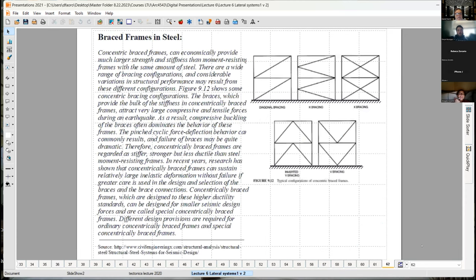So braced frames in steel look something like this. They're generally concentric, meaning in a low to moderate earthquake or wind zone, you'll typically see them coming together with the diagonal brace at the column-beam connection, but they can be eccentric as well. So you see the V or the inverted V, the K bracing conditions. The K bracing condition is not a good one for seismic because it still puts a failure point on the column. But on the lower right-hand side, the inverted V or the V brace is better for earthquake because the failure condition is now the beam, but not the column.